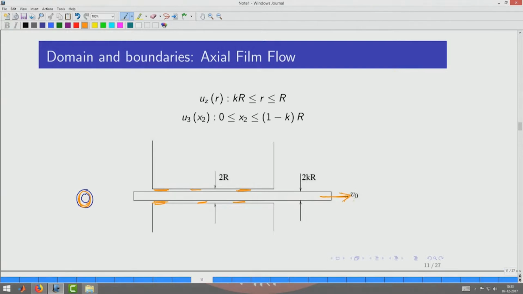If I call this direction z, then the velocity will become uz, and the domain is the annular region, which can be defined in cylindrical coordinate system in this manner. Okay, it is going from kr to r. So, it is only this gap that is our domain. Okay. So, the rest of it is not of our concern at this moment.